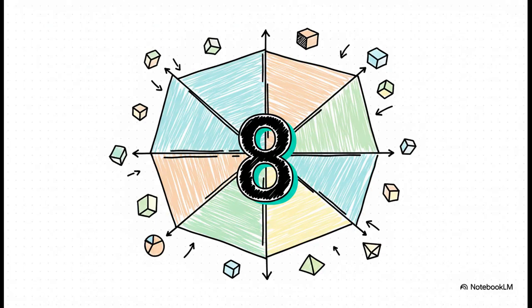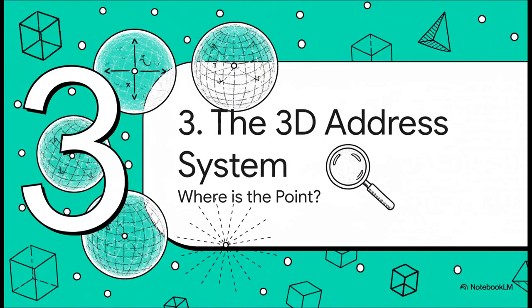And here's a very important point, especially for your 1-mark questions. These 3 planes divide the space into 8 different parts. 8! And each part is called an octant. You have to remember this word, okay? Octants. So how do we give a precise address to any point in this big 3D space?